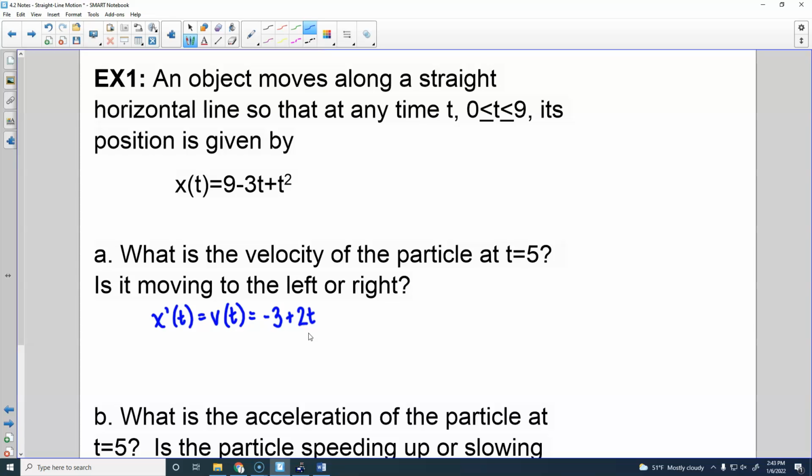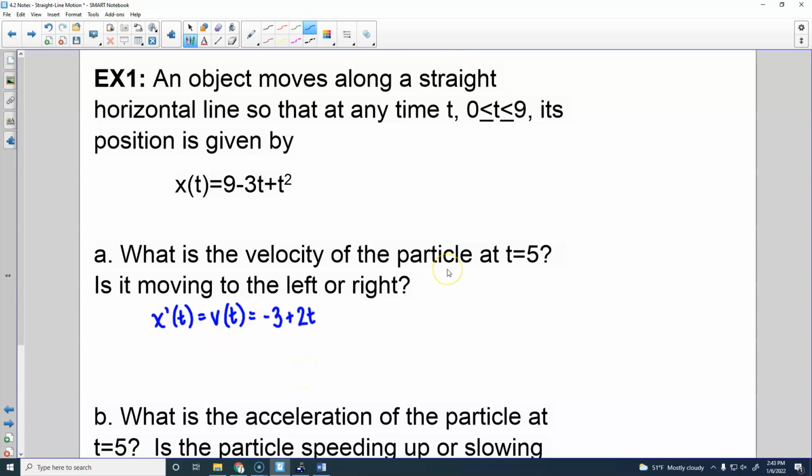Once you have shown that x prime is v, you could just use v from there on out if you want. So definitely don't do it the whole time. But this lets the grader without a doubt know you knew to take the derivative of x, and that was the velocity here. So I like this notation here. It just clears it up so there's no doubt that you knew what you were doing.